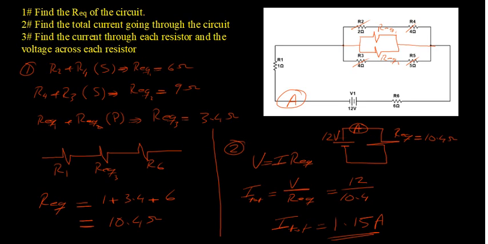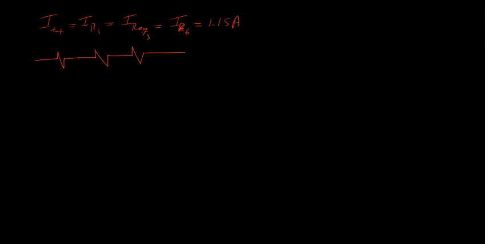To do that, we'll go to another page. All right, so this is what I have. I can say the total current equals the current of resistor 1, the same current of equivalent 3, and also the same value for resistor 6, which is 1.15 ampere. Great. Now, these are my three resistors. They will share the voltage.